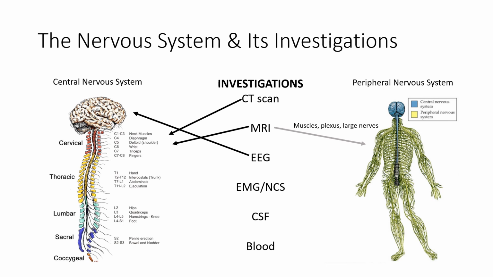EEG, we really only use to investigate the brain. EMG and nerve conduction studies, we only use to investigate the peripheral nervous system. When we do lumbar puncture to obtain CSF, again, we're primarily investigating central nervous system disorders, looking for signs of infection or inflammation, or we can use tests like flow cytometry or cytopathology to investigate malignancies.